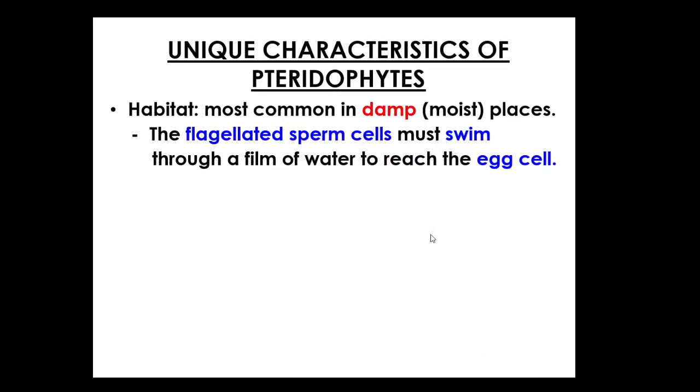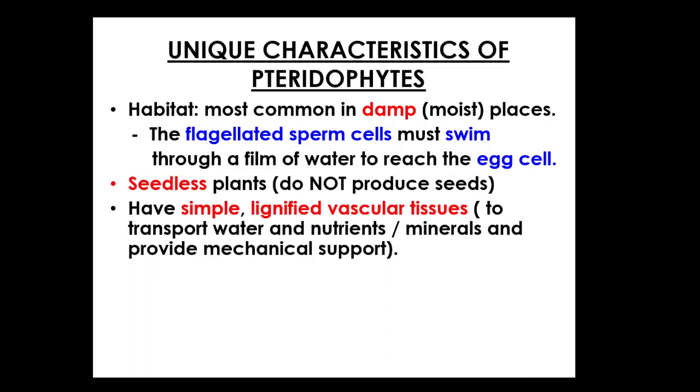So, what are the unique characteristics of Pteridophytes? First of all, you should know that their habitat is most common in damp or moist places. So, tempat yang basah-basah sikit, not very hot. That's where you will find Pteridophytes. They have flagellated sperm cells, which must swim through a film of water to reach the egg cell. So, in the aspect of how their sperm is structured, their sperm also have flagella. Their sperm need water to swim from the male part to the female part. And they are seedless plants. They do not produce seeds.